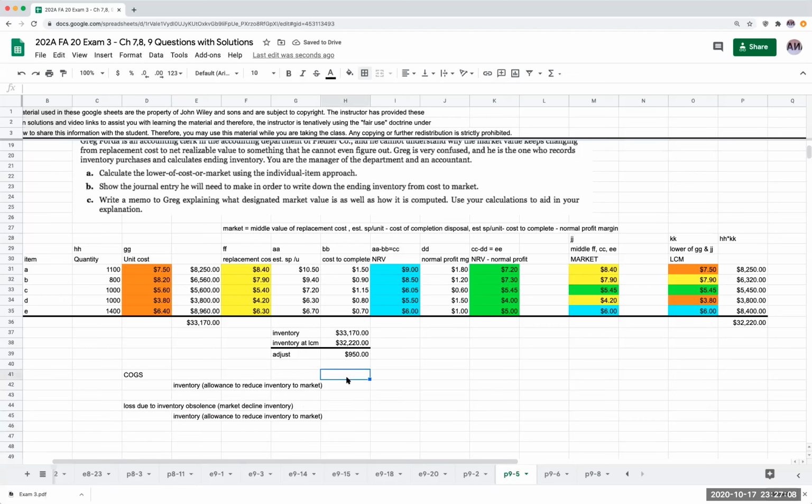Which one you choose really depends on whether you are distorting cost of goods sold. This was something I asked you on the very first exam, or if I didn't, I should have: materiality. How material is it to the cost of goods sold? That's really what I was looking for. But this is how you would record it.